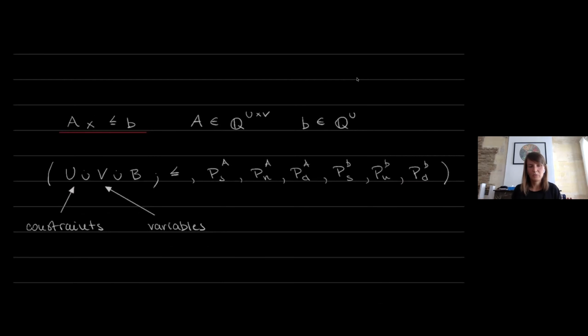Now let's say that we want to encode a system of linear inequalities. So we have a matrix and a vector. Again we have sets U and V, which represent the constraints and the variables. We have this ordered domain B, which is big enough to represent all the bits. Then we have ternary relations which encode the sign, numerators and denominators of the matrix A, and similar binary relations which do the same for the vector b. That's just to give you an example if you haven't seen this before. So that's one natural way to do it.